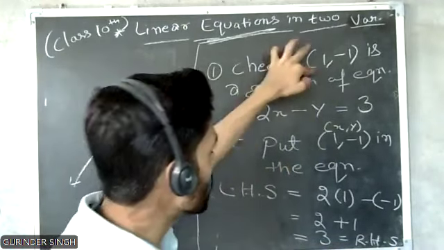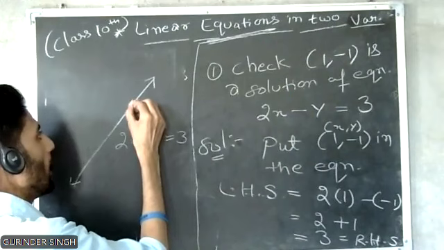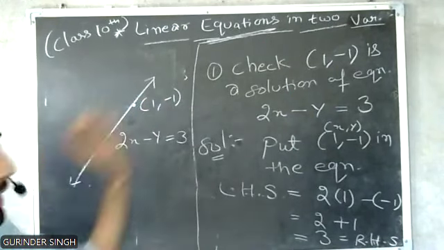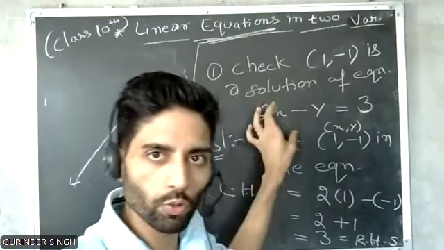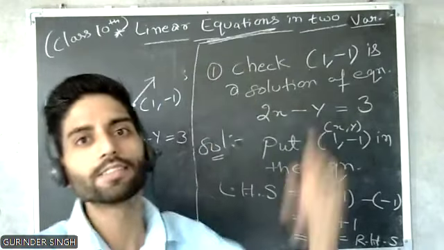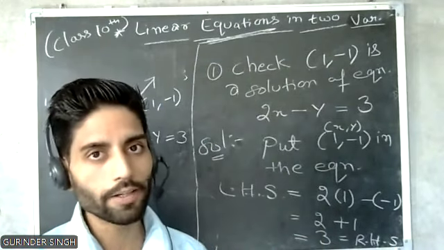It means this point, 1 comma minus 1, will lie on this line. If this point is a solution of this equation, it means this point will lie on this line. This point is sitting on this line, right?